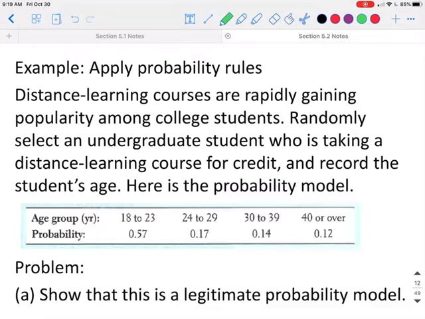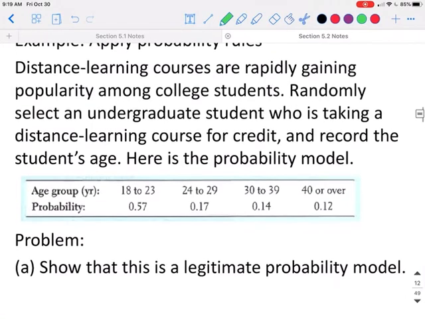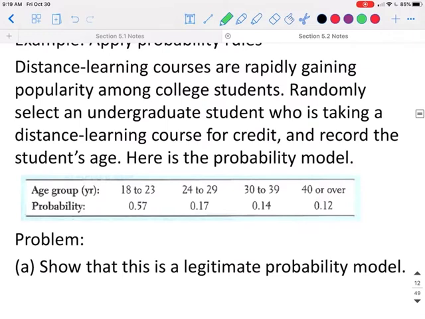Distance learning courses are rapidly gaining popularity among college students. Randomly select an undergraduate student who is taking a distance learning course for credit and record the student's age. Here's the probability model. The probability that the student is between 18 and 23 is 57%, between 24 and 29 is 17%, between 30 and 39 is 14%, and 40 and over is 12%. Show that this is a legitimate probability model.